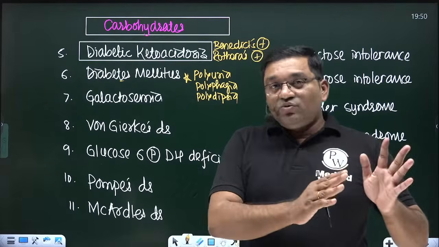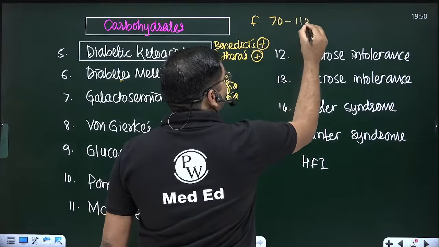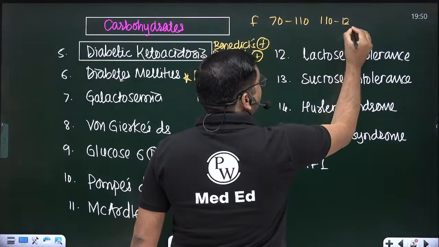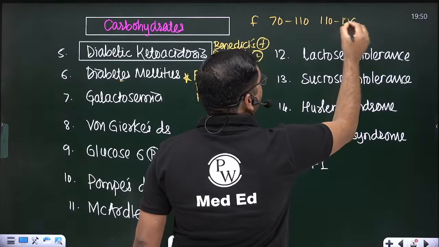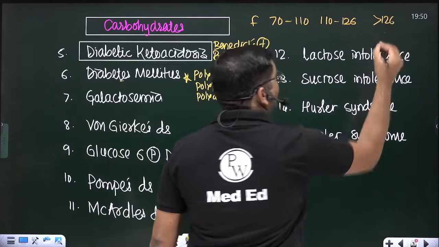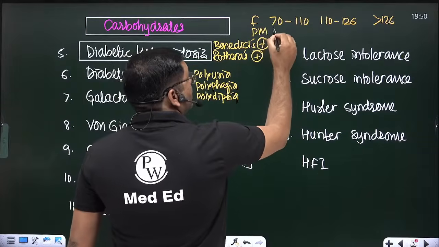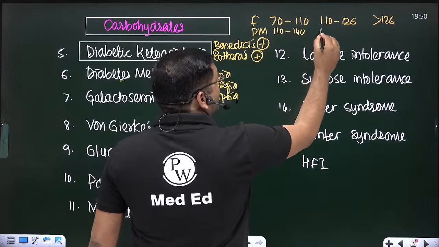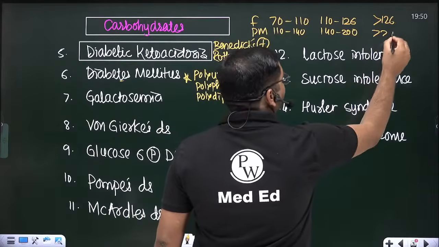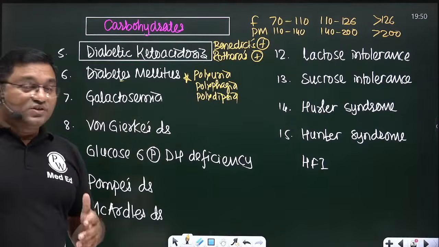See, fasting level 70 to 110 is the normal range. 110 to 126 is pre-diabetic, known as impaired glucose tolerance, and more than 126 it is diabetes mellitus, fasting plasma glucose level. Post meal glucose level 110 to 140 is normal, 140 to 200 is pre-diabetic or impaired glucose tolerance, and more than 200 is diabetes. So increased plasma glucose level, and Benedict test on the urine sample is positive.